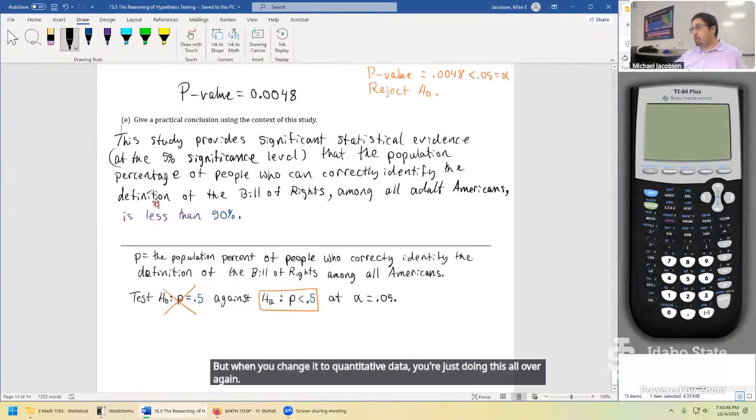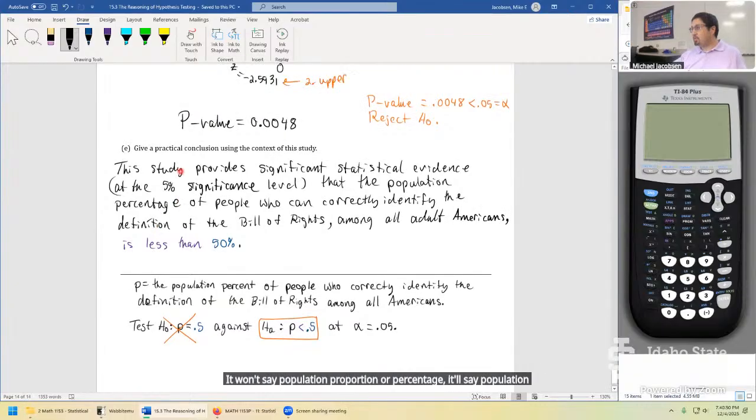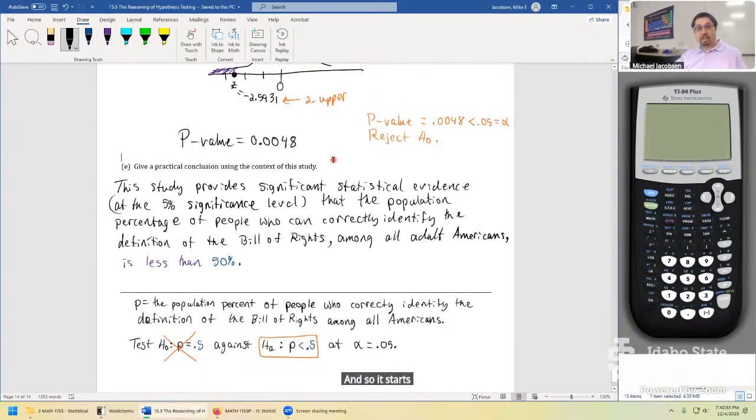It won't say population proportion or percentage, you'll say population mean. And so it starts to become pretty familiar, I think, to a lot of people in the very next section. So it's not as rough as this one where we're just starting out. Let's now change gears and take a look at the quantitative data side.